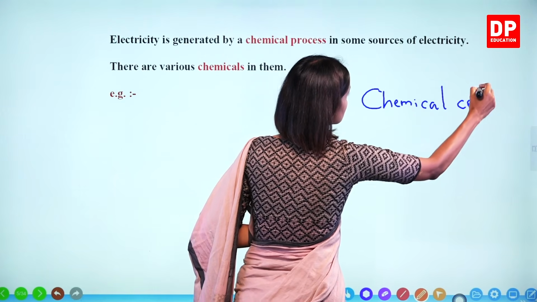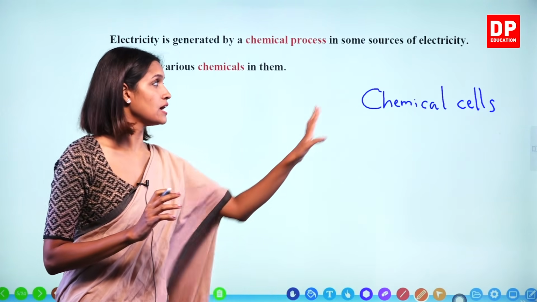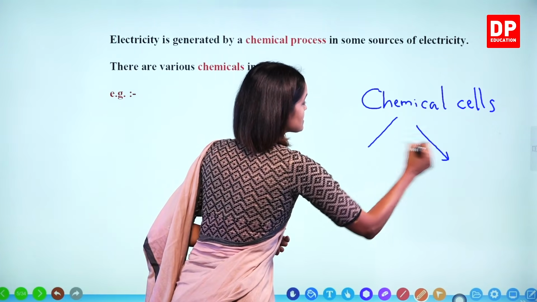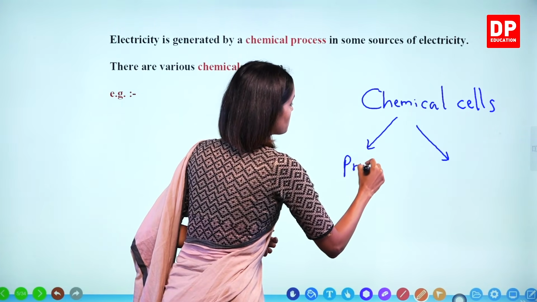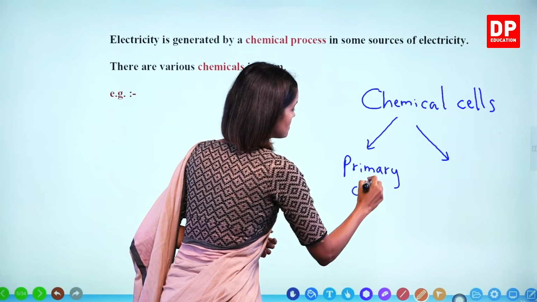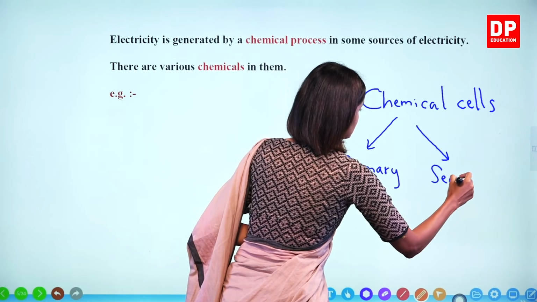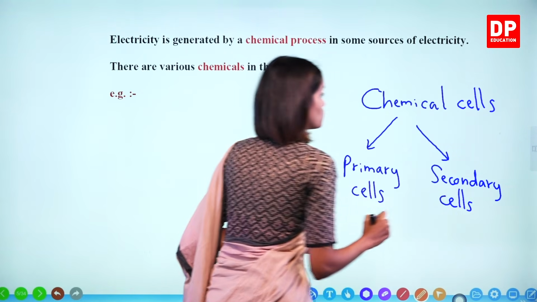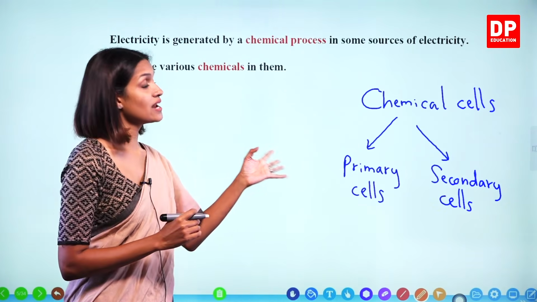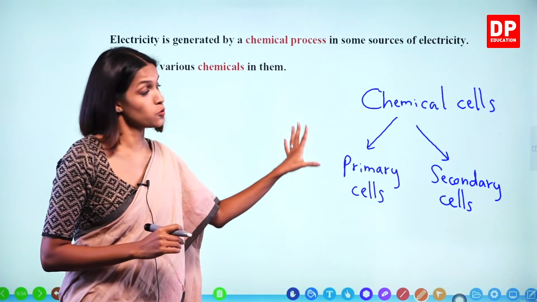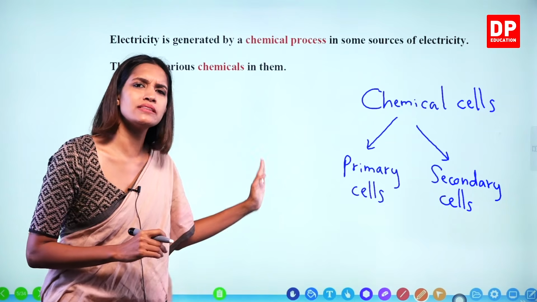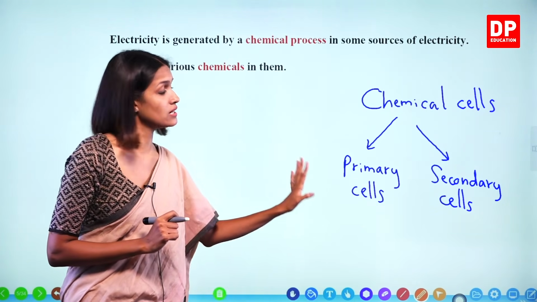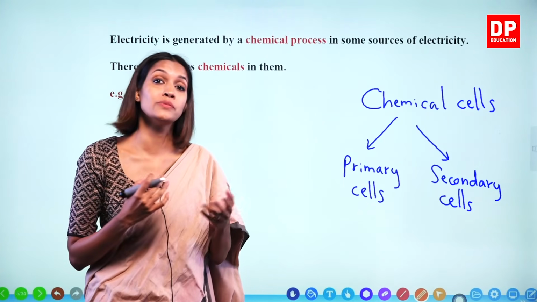Chemical cells. In the upper grades you are going to learn there are two types of chemical cells called primary cells and secondary cells. Some of the chemical cells we can recharge and reuse. Those are known as secondary cells. And some other cells are there, we cannot recharge them. They are known as primary cells. So you will learn about these primary and secondary cells in upper grades.